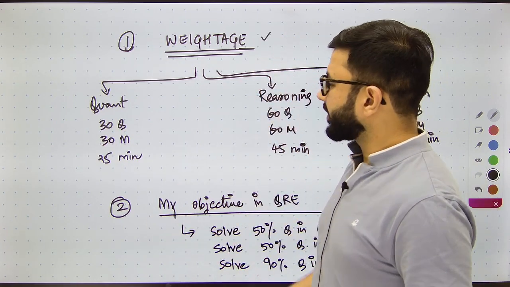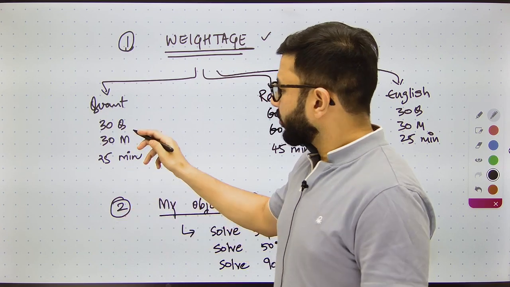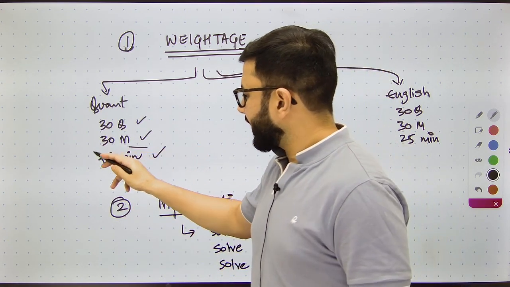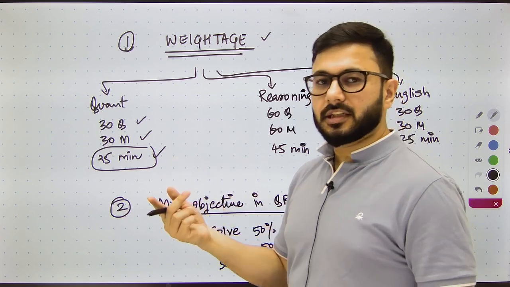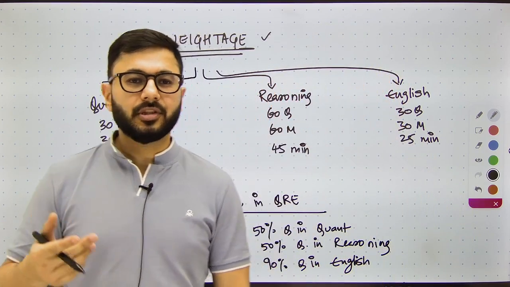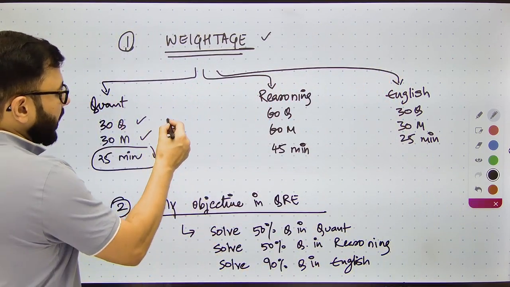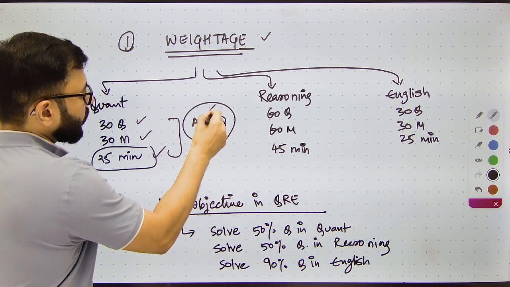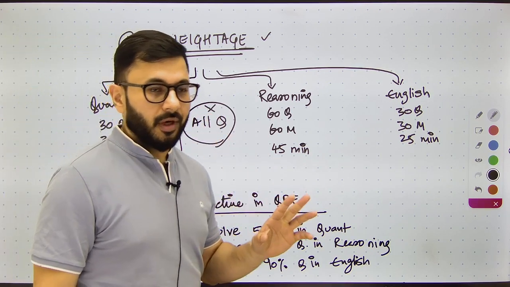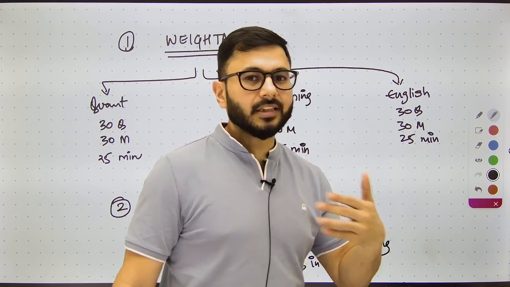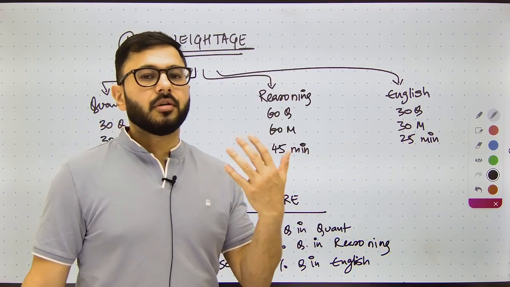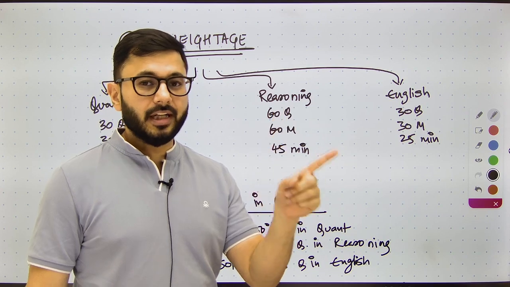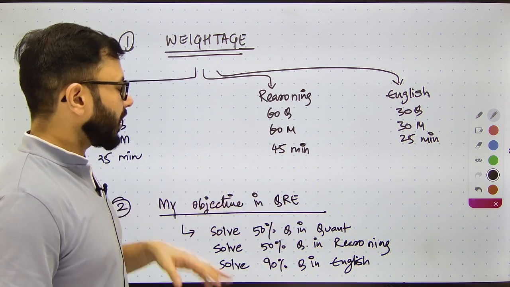First of all, what is the weightage? Very briefly, quant: 30 questions, 30 marks and 25 minutes. So, you can see here the time is lesser than the number of questions, which means that we cannot in any scenario solve all the questions. It is not possible to solve all the questions, and that becomes one of my objectives also. That is how you become more evidence based, more rational in your approach towards the examination by understanding the pattern.